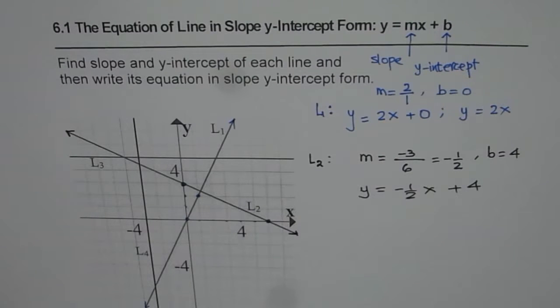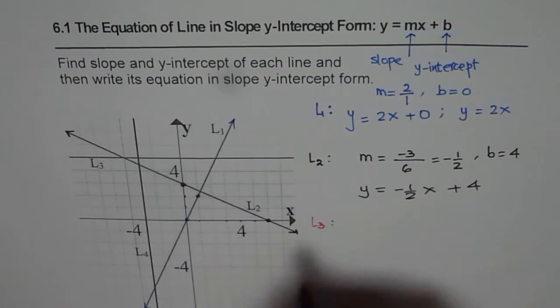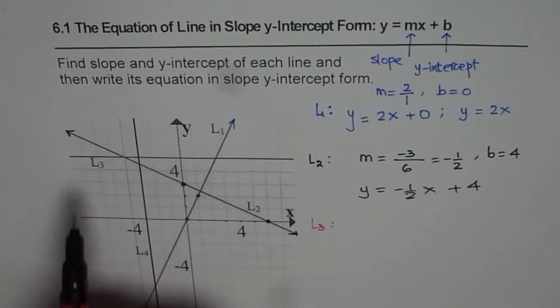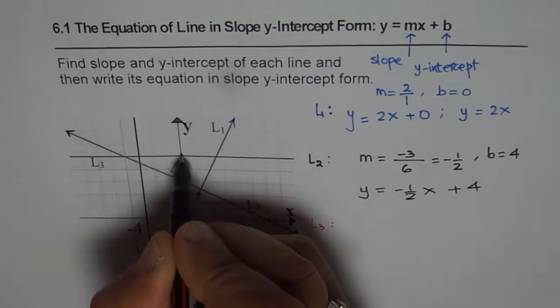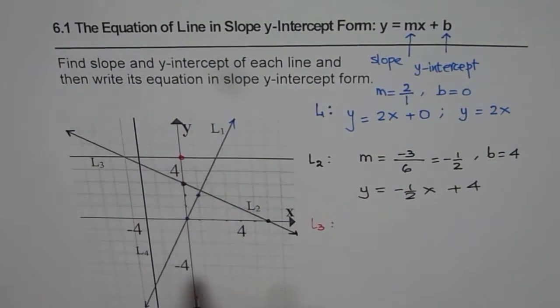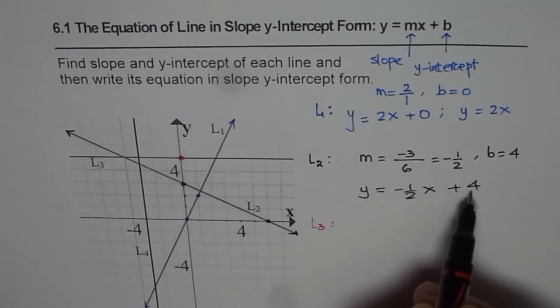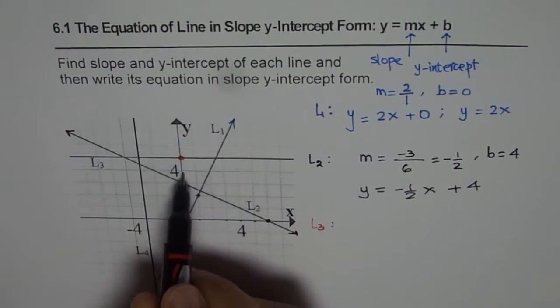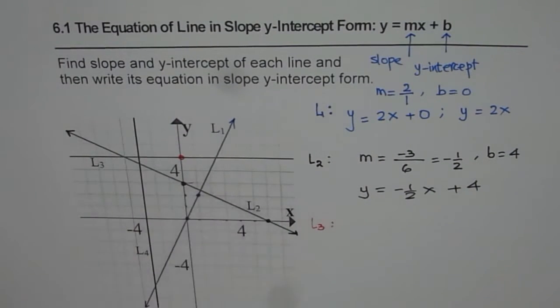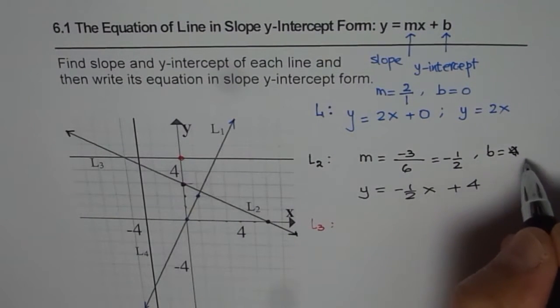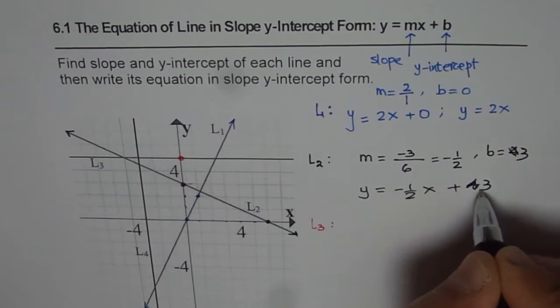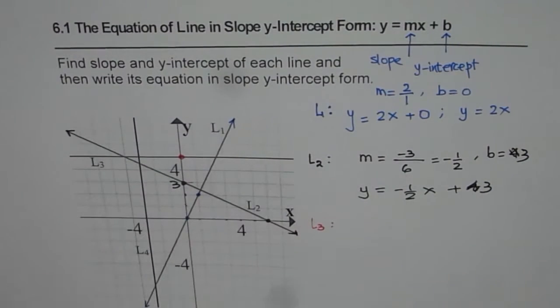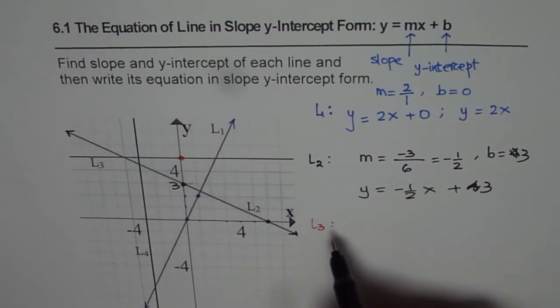Now let's begin and write down the equation for the third line. So that is L3. Let's analyze. But previously I made a mistake here. The y-intercept of the second line was 3, not 4. Sorry for that. Let me do the correction before we move forward. So this value is 3 for us, correct? Okay, good. Let's continue with the third line.